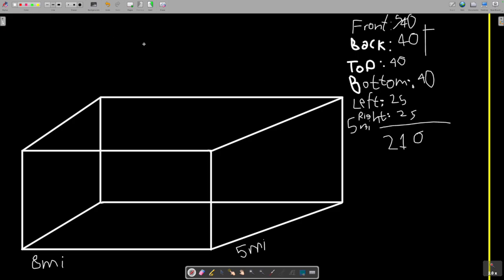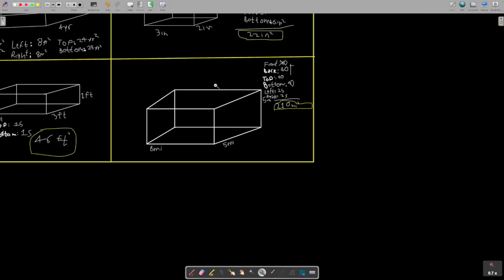And then 210, it's going to be square miles since the unit is miles. So the surface area of this cuboid is 210 square miles. So we are done with these 4 examples.